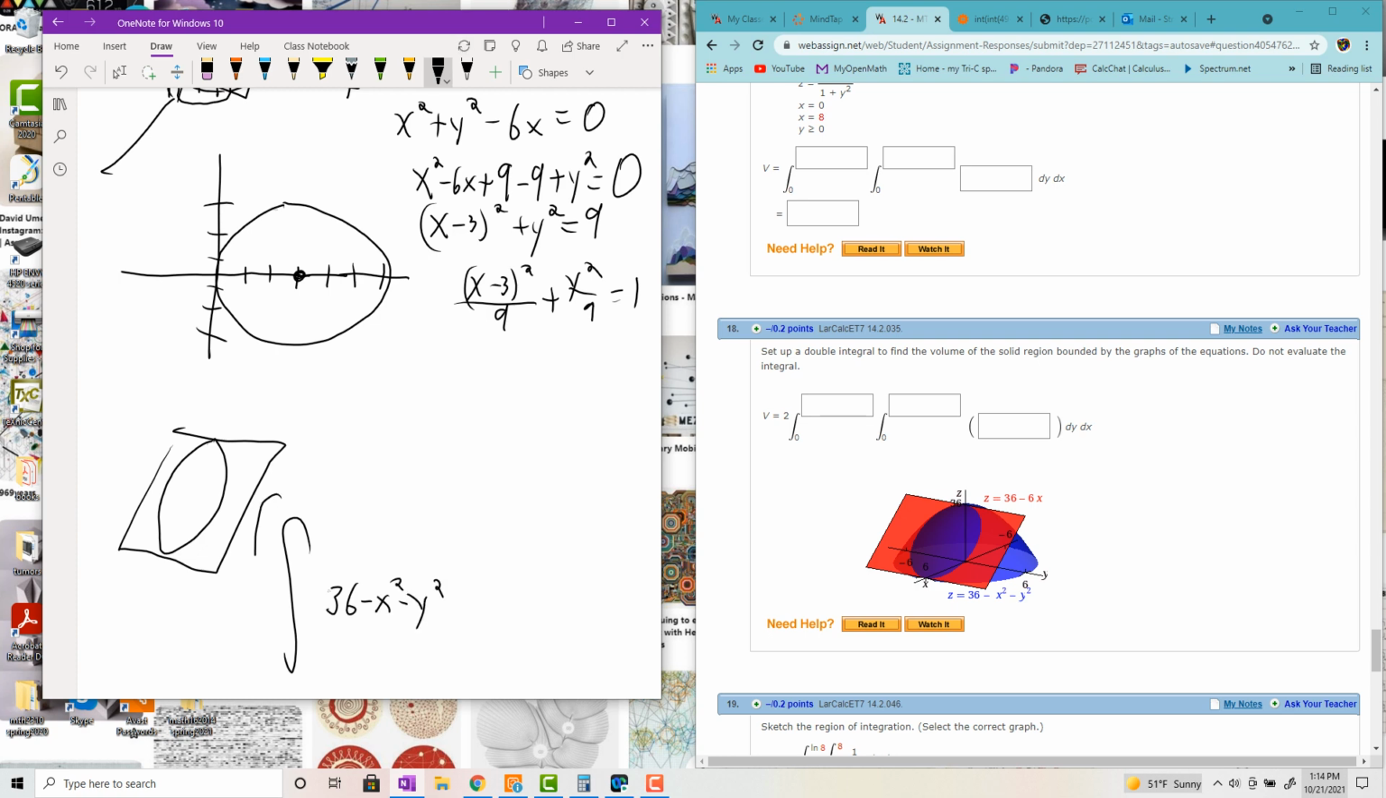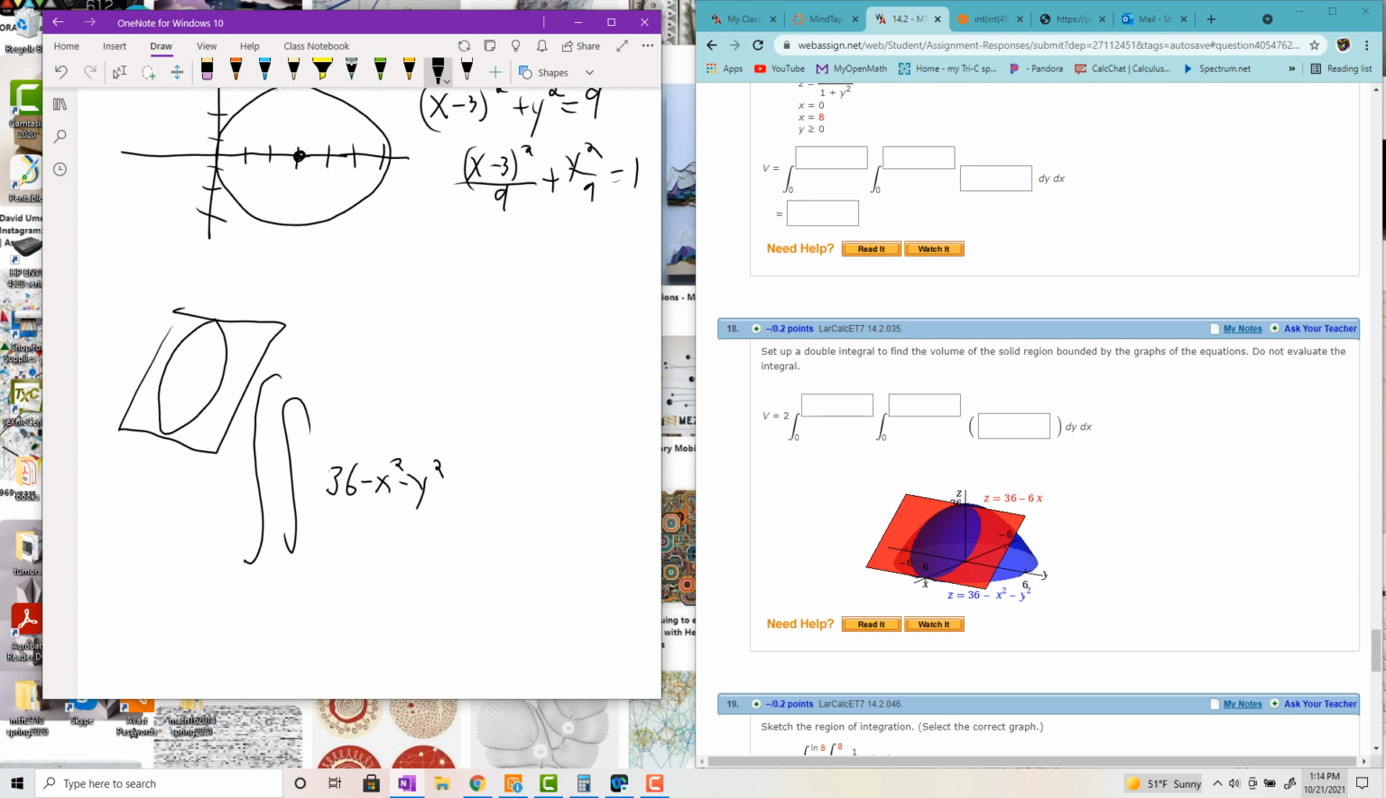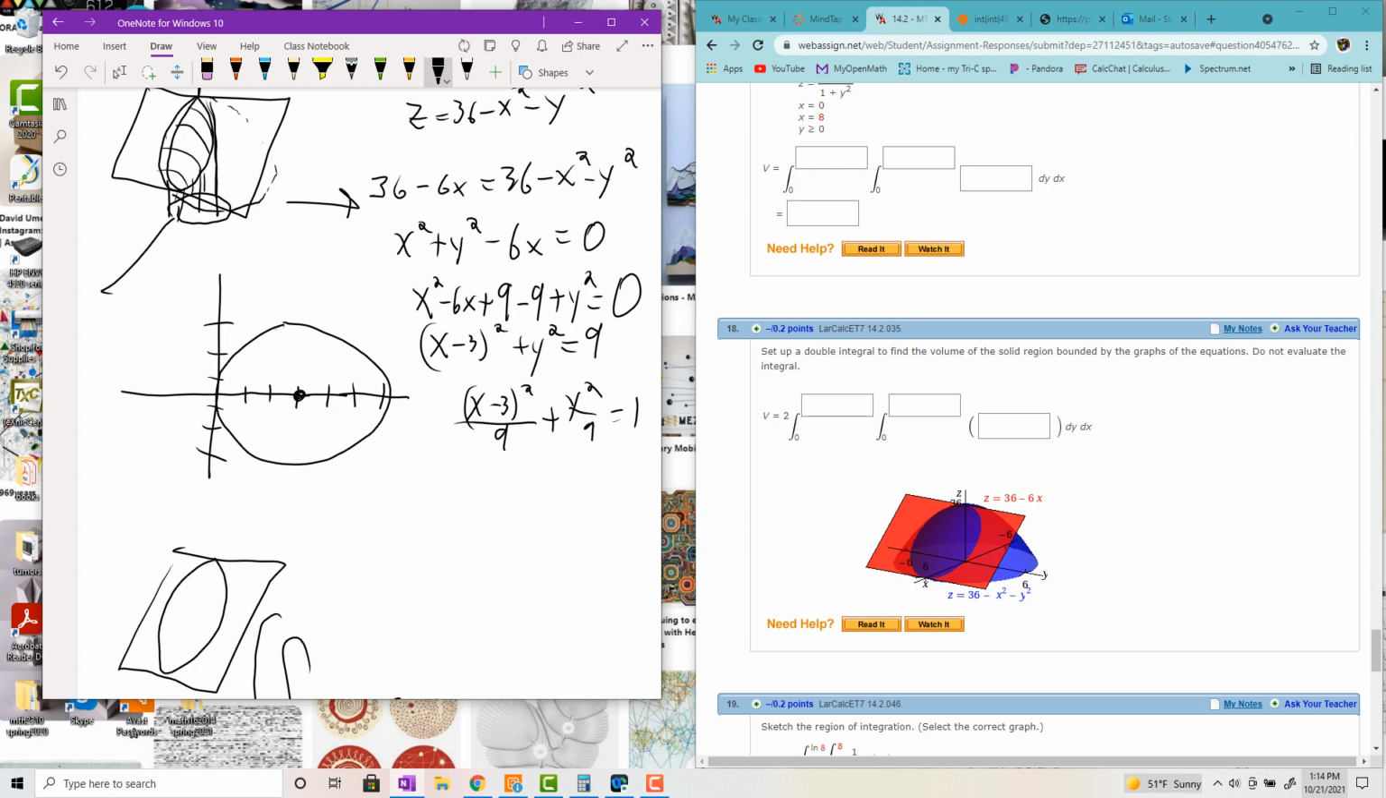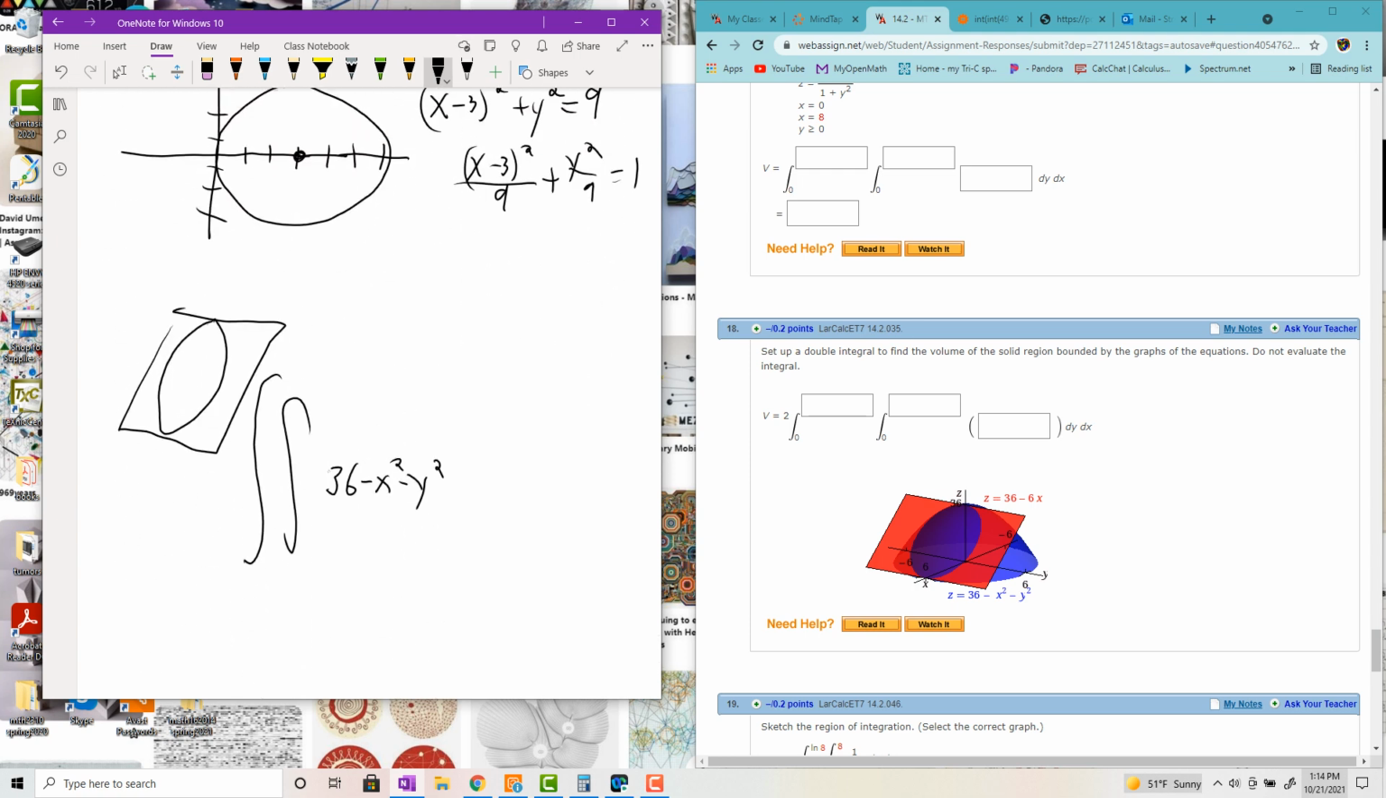If you found the double integral of that, that would find the volume underneath the paraboloid over top of the circular region. If you then subtract away the volume underneath the plane, you would get the volume between the paraboloid and the plane, right? So you subtract away this 36 minus 6x, but you could just combine that into one integral.